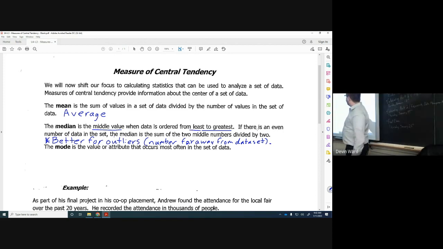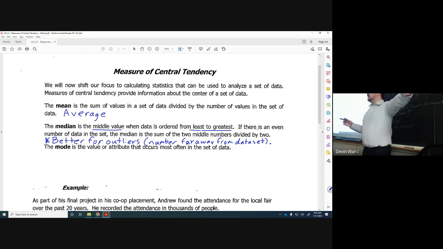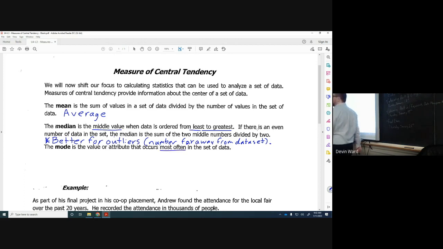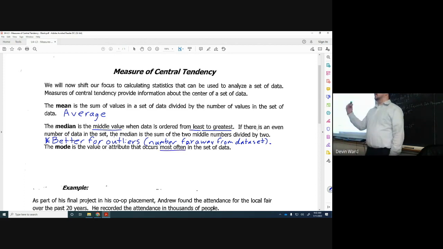Okay? So average or mean is the most common. Median, not as common, but it's better for statistics when you have outliers. We have one number that kind of throws everything off. And then the mode is the value that occurs most often. So in your data set, it's the number that shows up the most times. And one thing I just want to add is range.